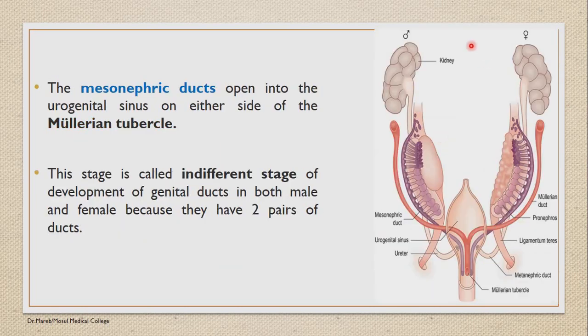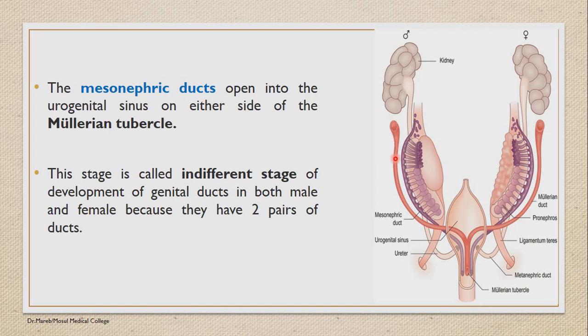Now look here, you can see this is a male and this is a female. Both of them have the mesonephric and paramesonephric ducts. Now look at the paramesonephric duct. The paramesonephric duct has a cranial end and it opens into the abdominal cavity.